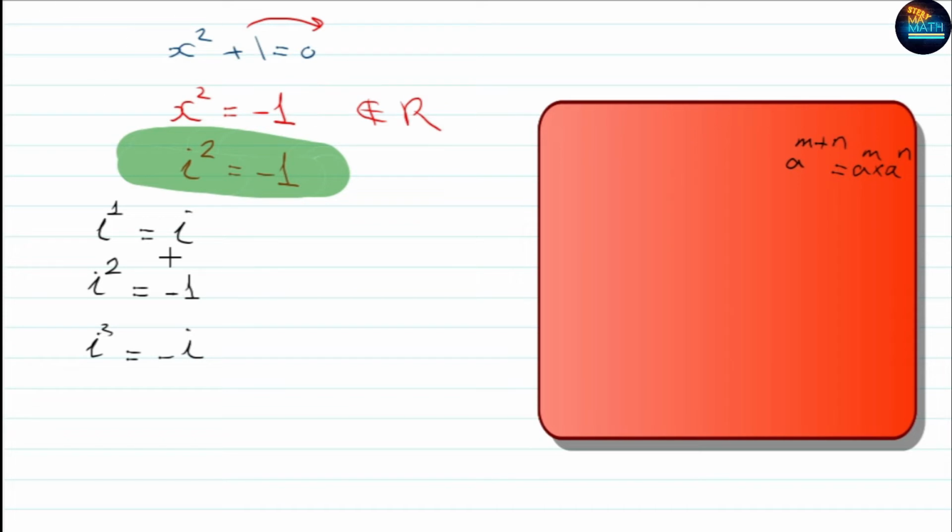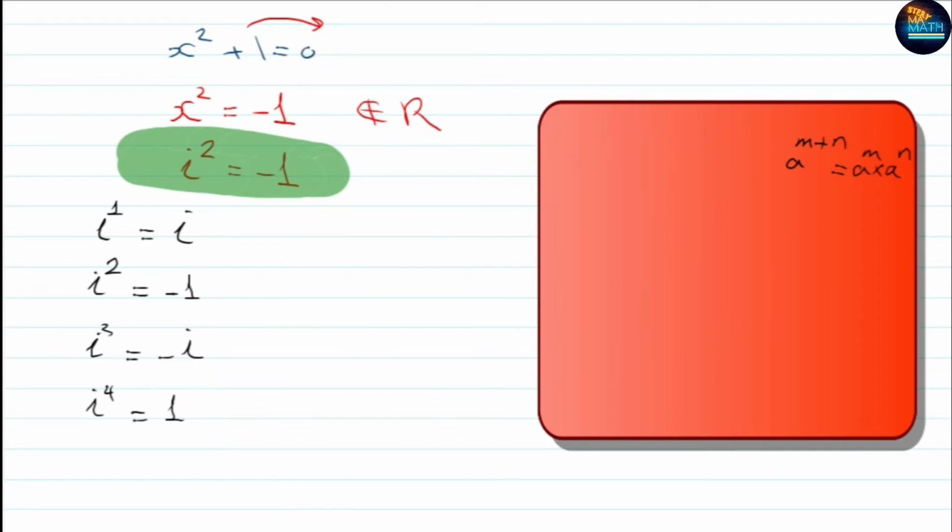Let's find i to the power of 4. i to the power of 4, you can break it up like 2 plus 2, which is i to the power of 2 multiplied by i to the power of 2. And i to the power of 2, of course, is equal to negative 1. So it's equal to negative 1 multiplied by negative 1, which is 1. So i to the power of 4 is equal to 1.